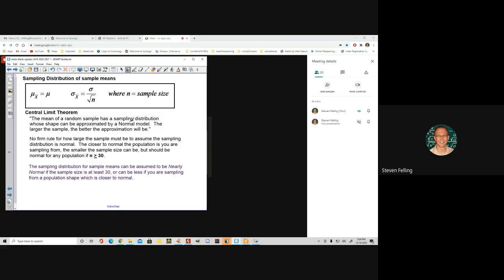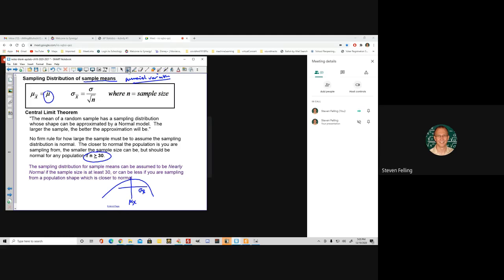All right, so just to summarize that, we've got these two formulas. When we're talking about a numerical variable, something that can be represented by numbers, then the sampling distribution of the sample means is given by a shape which is approximately normal as long as the sample size is at least 30, okay? And the mean of that will be the mean of the population, and the standard deviation of that sampling distribution will be the population standard deviation divided by the square root of n, where n is the sample size, okay?